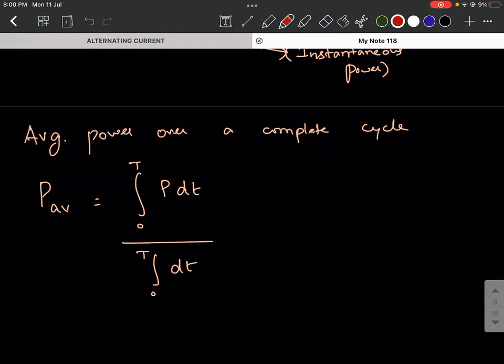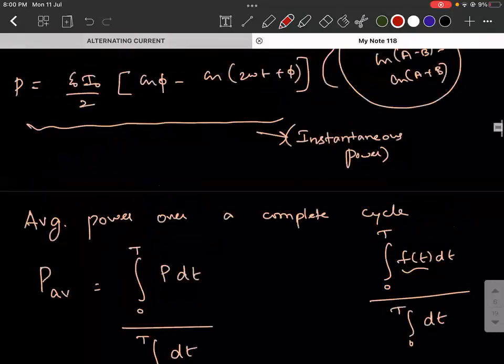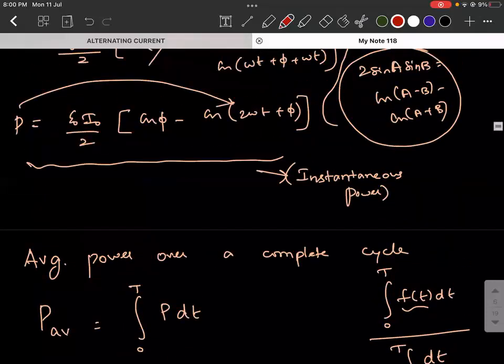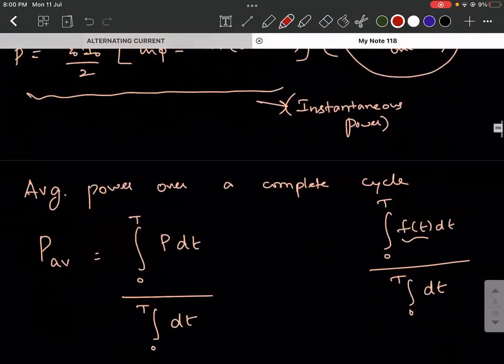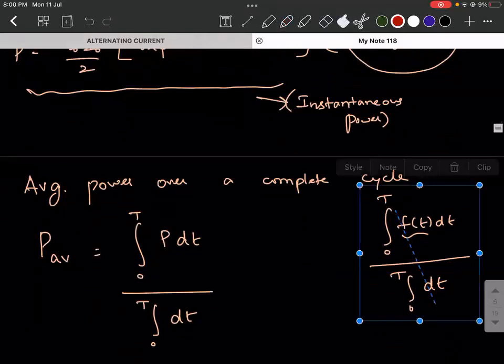Because the average value of a function over a given cycle is integral of 0 to capital T of f of t dt divided by integral of 0 to capital T of dt. Same logic, f of t I wrote as power, because power itself is a function of time. If I do this, now observe.